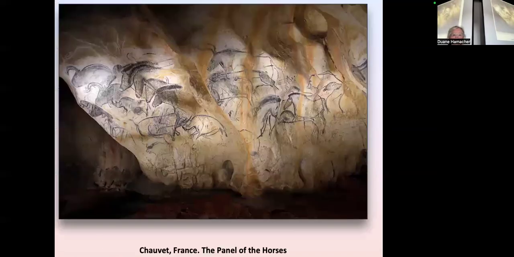Vast flat ceilings. We're now over in Chauvet in France. Panel of the horses. If you look carefully at it, you'll see that the horses have their ears in different positions. They have their fur different. Every horsey person knows that those ears tell you things. Once you start looking at that artwork in terms of encoding knowledge, things start to jump out at you.